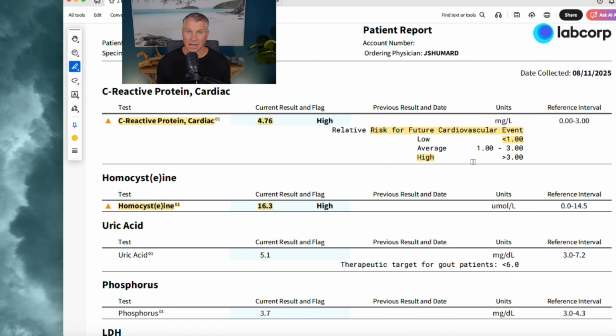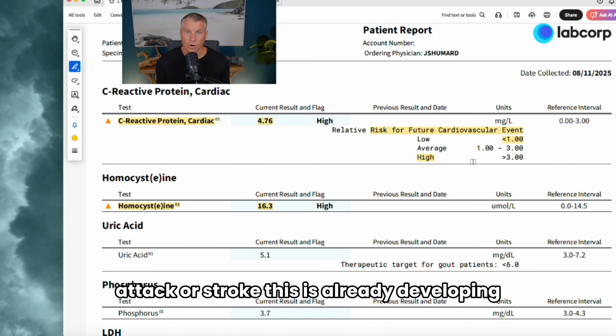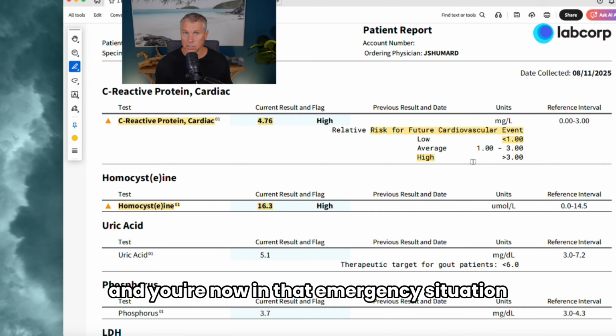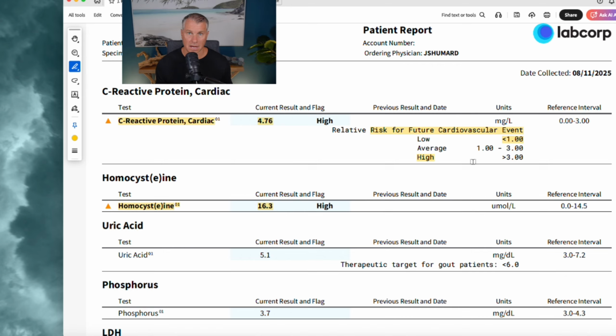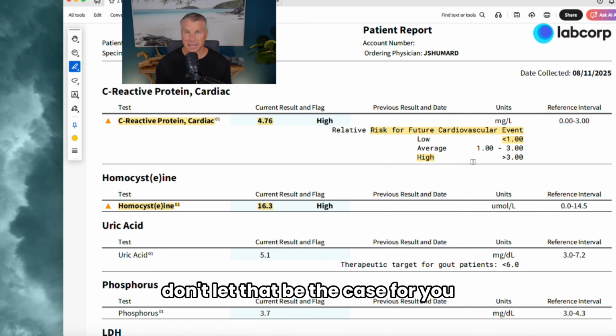So take this into consideration. We have high blood sugars, we have high cholesterol and high inflammation. Hopefully you can identify with this individual, they have a high risk of having a heart attack or stroke. This is already developing. This is exactly the reason why they call diabetes the silent killer. You may have heard that before, because problems like this can develop under the surface without you recognizing them until one day it's too late and you're now in that emergency situation. I have seen this happen hundreds of times with patients in my office that have waited because they feel fine, because they don't have any symptoms of diabetes. Don't let that be the case for you.